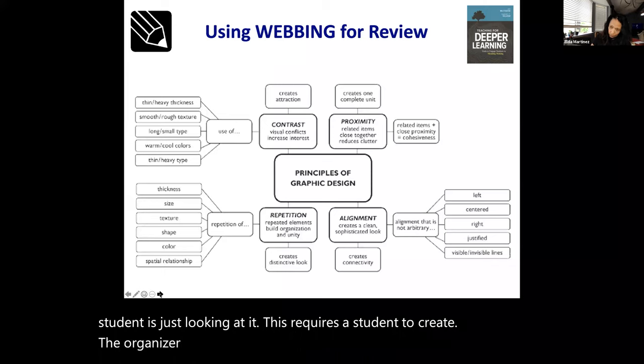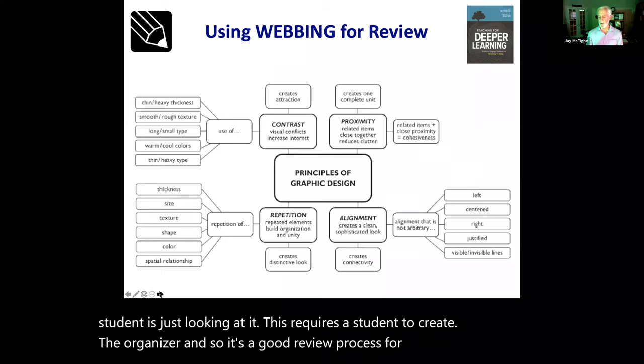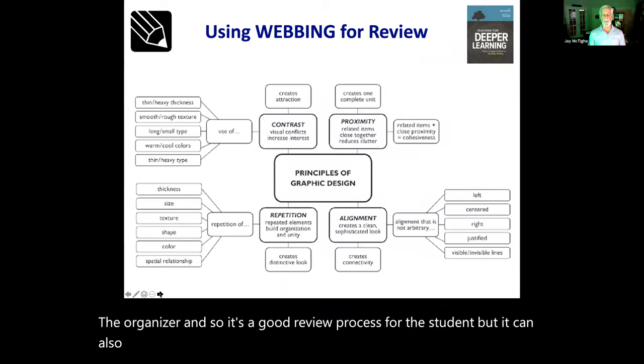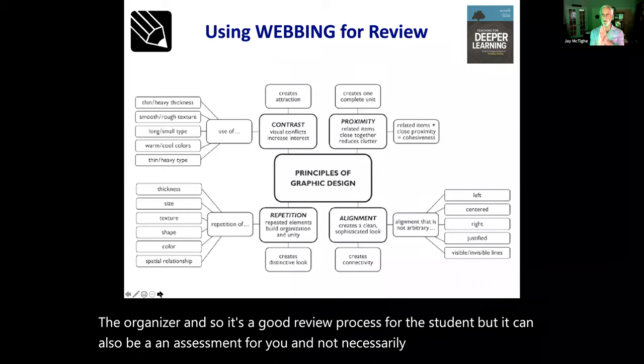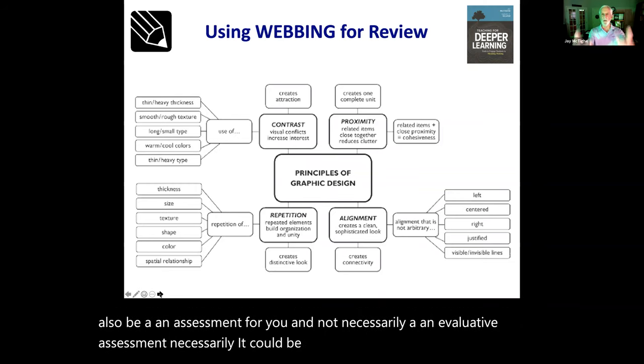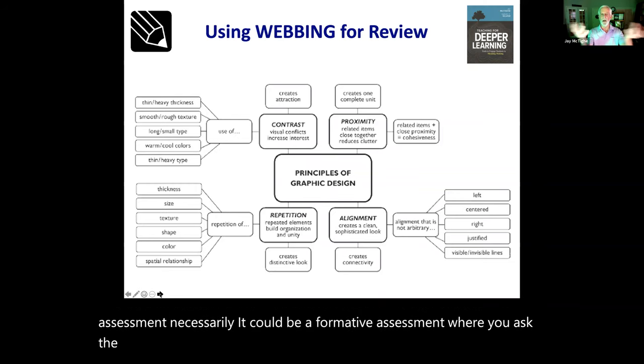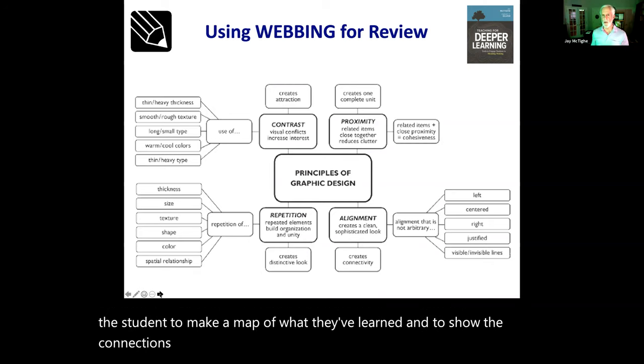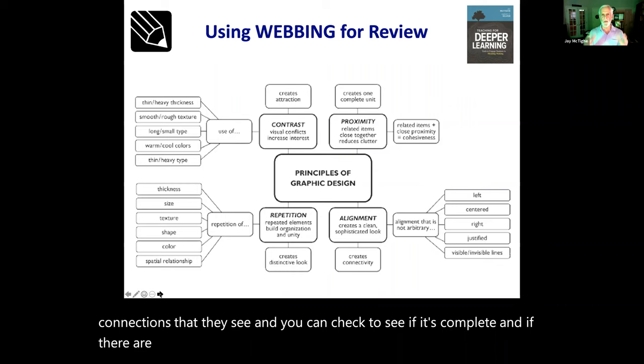And so it's a good review process for the student, but it can also be an assessment for you, not necessarily an evaluative assessment. It could be a formative assessment where you ask the student to make a map of what they've learned and to show the connections that they see. And you can check to see if it's complete and if there are any misconceptions or if they don't understand relationships.